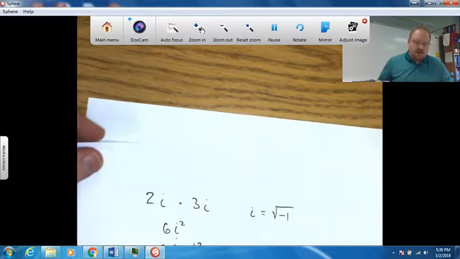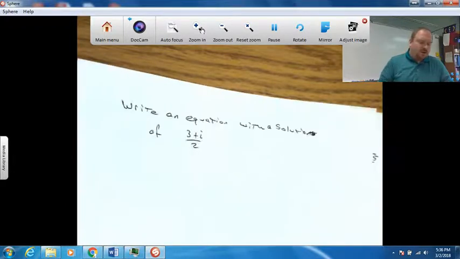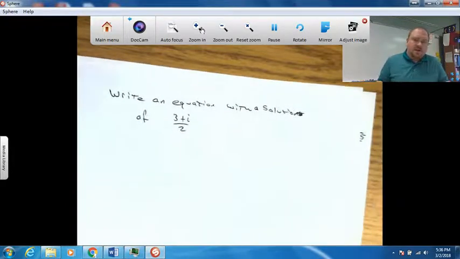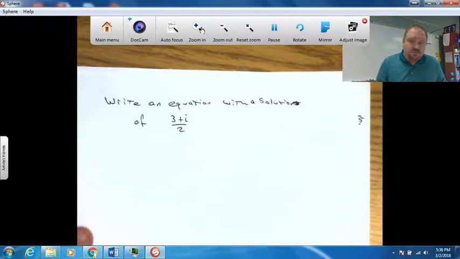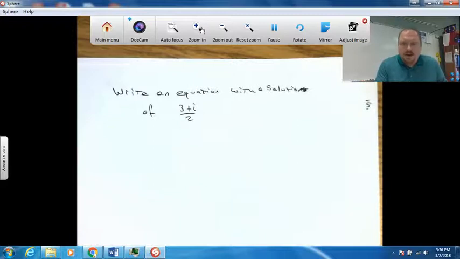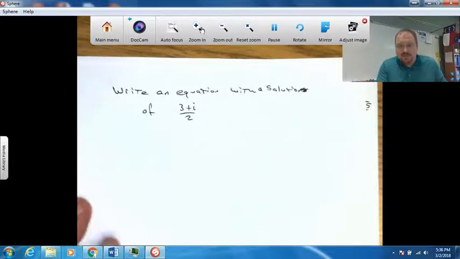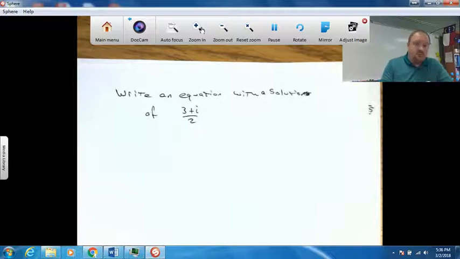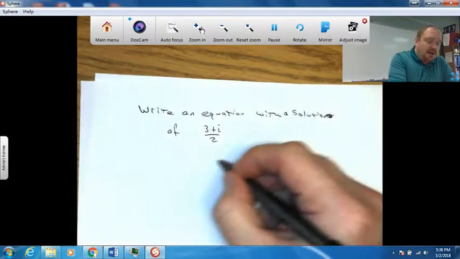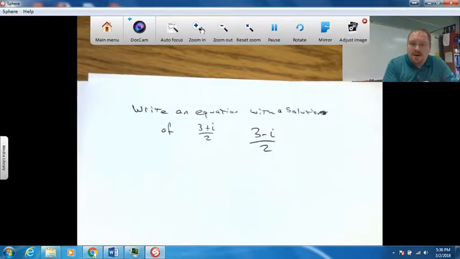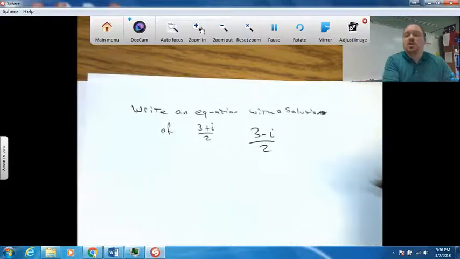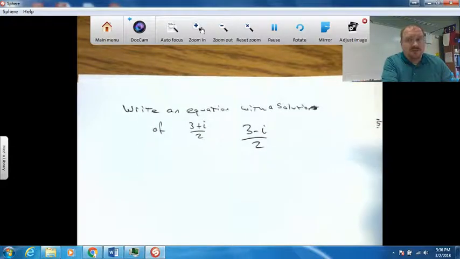So here's one for us to do. It says, write an equation with a solution of (3 plus i) over 2. Well, we can't just write an equation with a solution of just (3 plus i) over 2. We could write one that has (3 plus i) over 2, but it would also have to have (3 minus i) over 2 because they occur in pairs. If you get the plus, you know that the minus is also there, and vice versa.